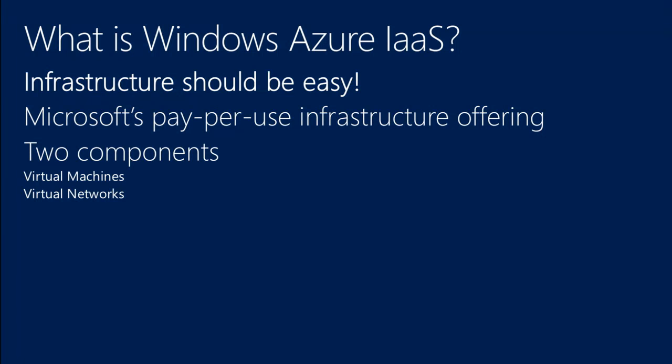Tomorrow, if those resources aren't needed anymore, I release those virtual machines. It's made up of two key components. There's a virtual machine component, which we're most familiar with, and we're going to spend most of our time talking about today. And there's also the virtual network component. The virtual network component is what ties together the virtual machines that you create in Azure so that they can communicate with each other. And you also use the virtual networks to connect your on-premise data center with the virtual networks you create in Azure.